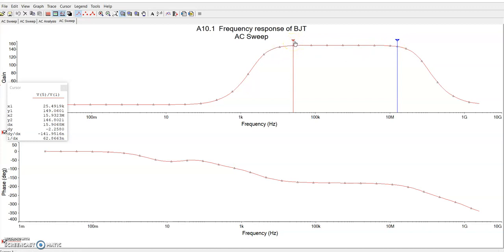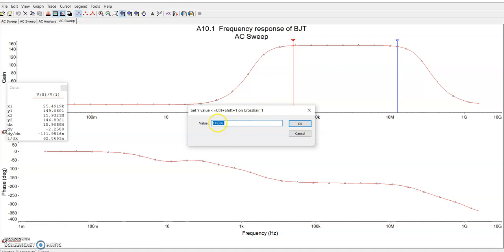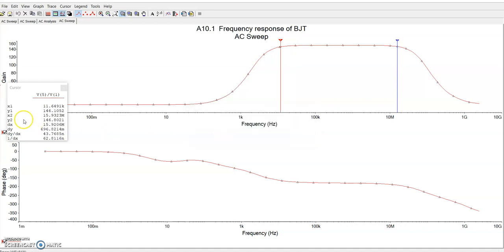It will place automatically in that place. Similarly for the first cursor also. Right click on the cursor, set y value. We can give 146. Now we can see what the bandwidth is. This is the high frequency level and this is the low frequency level. The difference between the high frequency and low frequency level is the bandwidth. This is the x-axis, so the dx will be the bandwidth. Here the bandwidth is 15.92 megahertz.